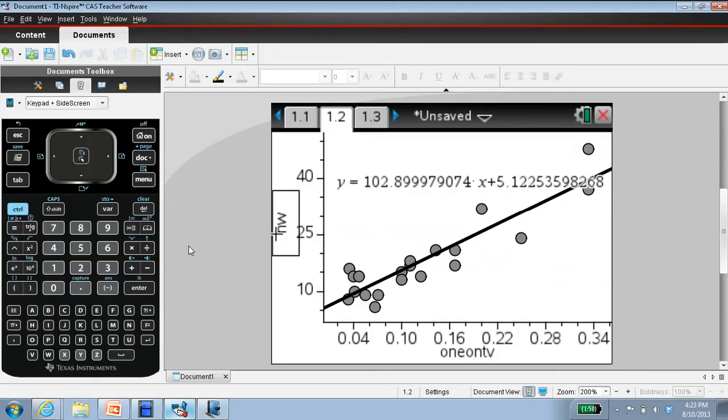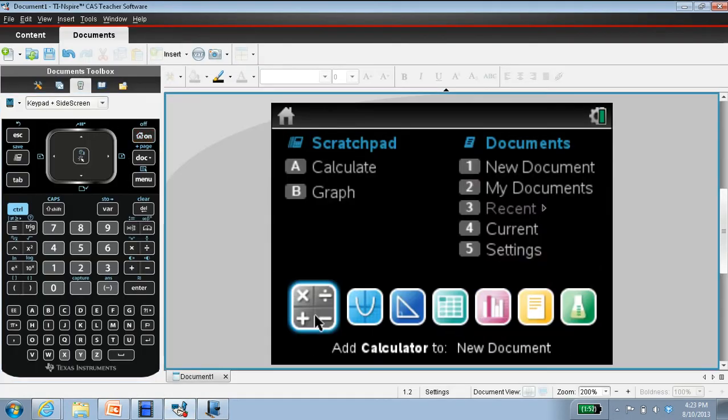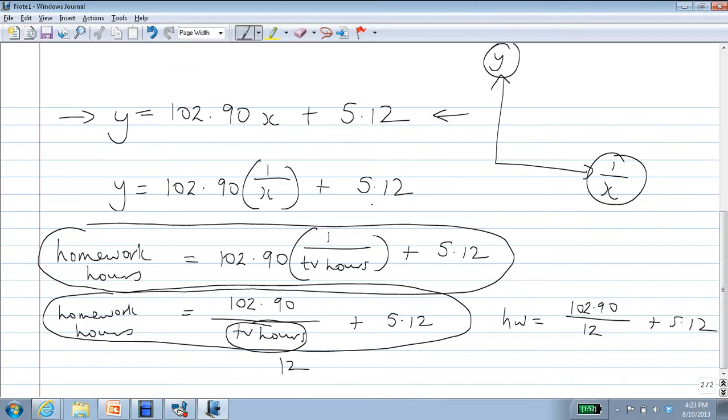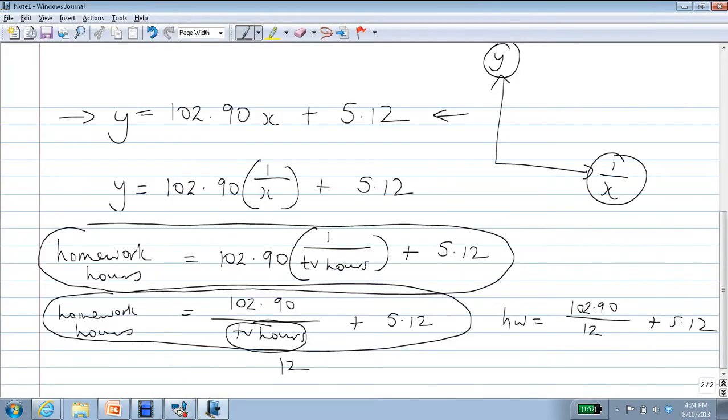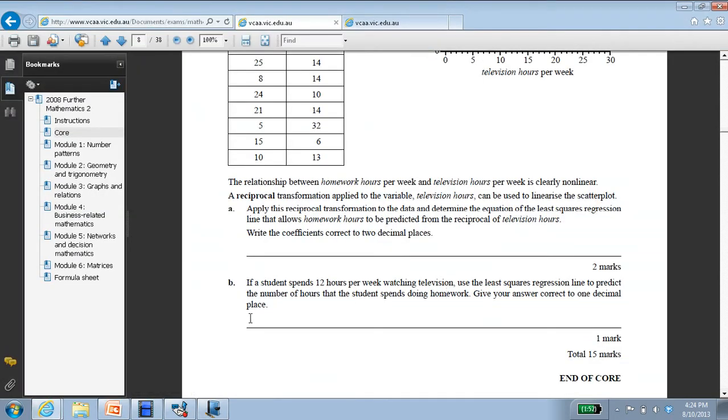Let's go to our calculator and work that out. So what was it again? 102.90 divided by 12 plus 5.12, 13.695. We want to get this to 1 decimal place, so it would be 13.7 hours. So the answer to this would be 13.7, and we would write that in here, 13.7 hours, and that's just a 1 mark question, so just the answer is required.